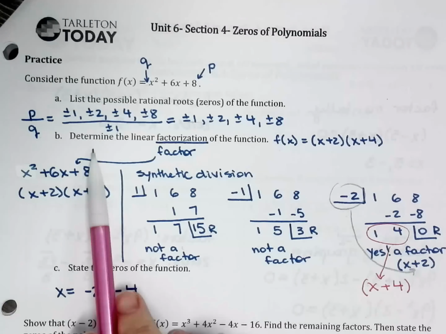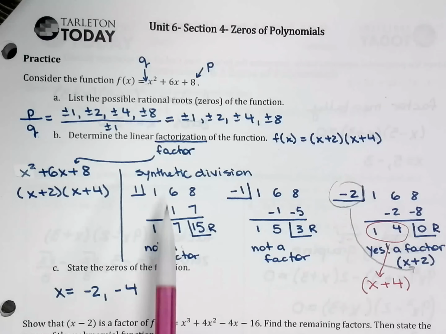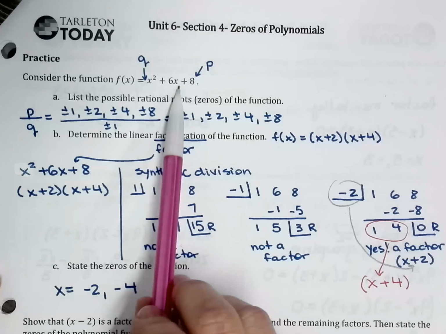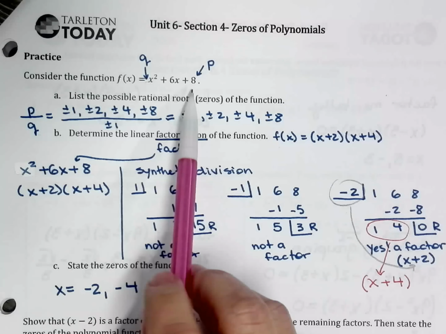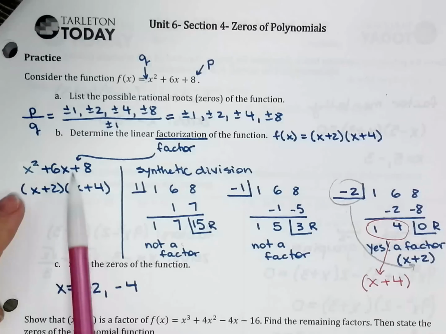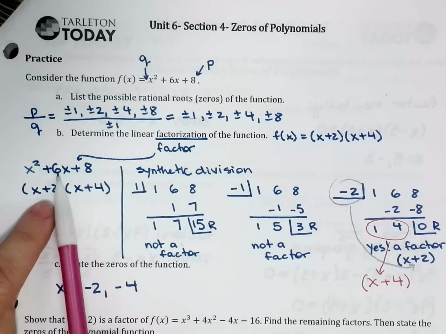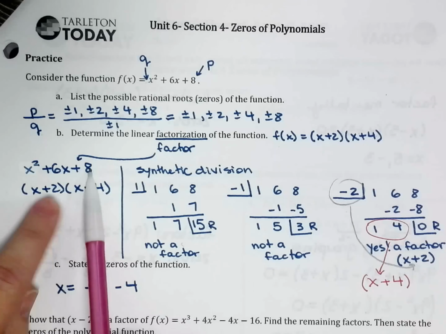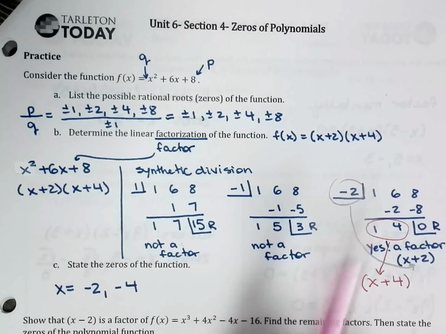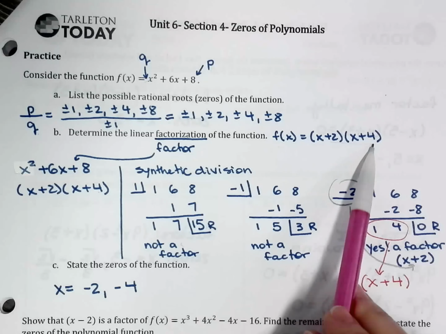Okay. Next one, we need to determine the linear factorization. Oh, guess what? We're going to factor. And I can simply factor, and sometimes it works out really nice because I can just factor mentally and be done with it. So I'm going to try to factor mentally. Two numbers that multiply to 8 and add up to 6, easy. 2 and 4. 2 times 4 is 8. 2 plus 4 is 6. Done. You should be done right there. Okay, that's how I got the answer.